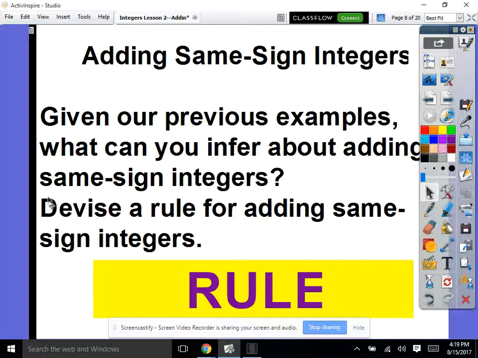So, in the examples that we've done in the your turns, what can you infer about adding same sign integers? Devise a rule for adding same sign integers. So what I want you to do right now is think about what rule you could come up with so that you didn't have to use a number line or two-color counters. So take a minute to do that. All right, so I think maybe we'll look at the rule tomorrow together. So I want you to be thinking about what the rule is for adding same sign integers.